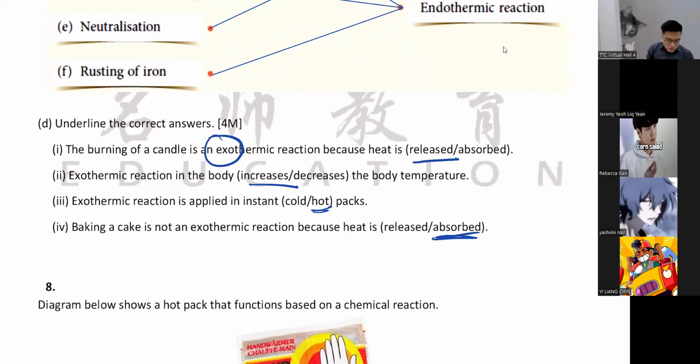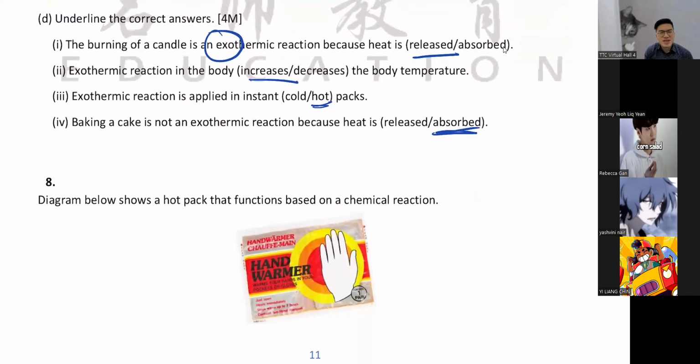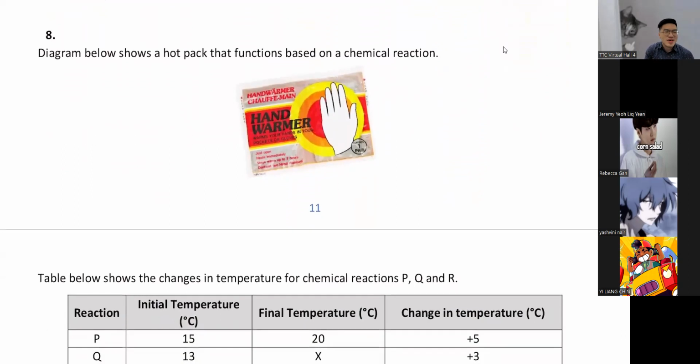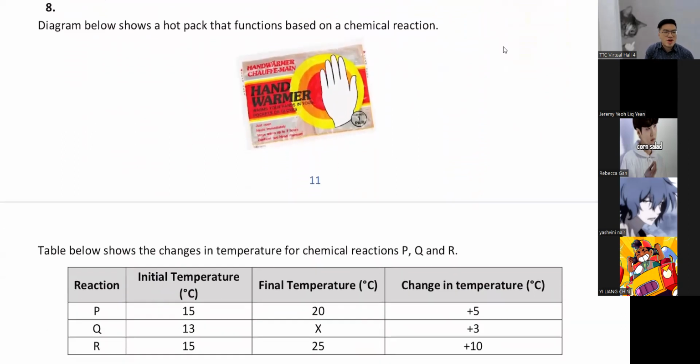All right, let's go to question 8. You know what? I'm getting a little sick of this chapter because it's so easy. All right, so let's look at question 8. So this is your hand warmer. This is a hot pack.